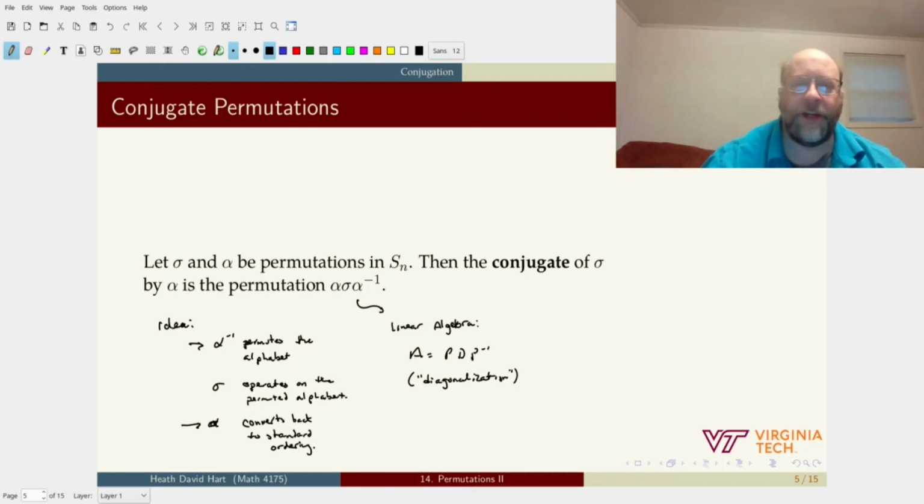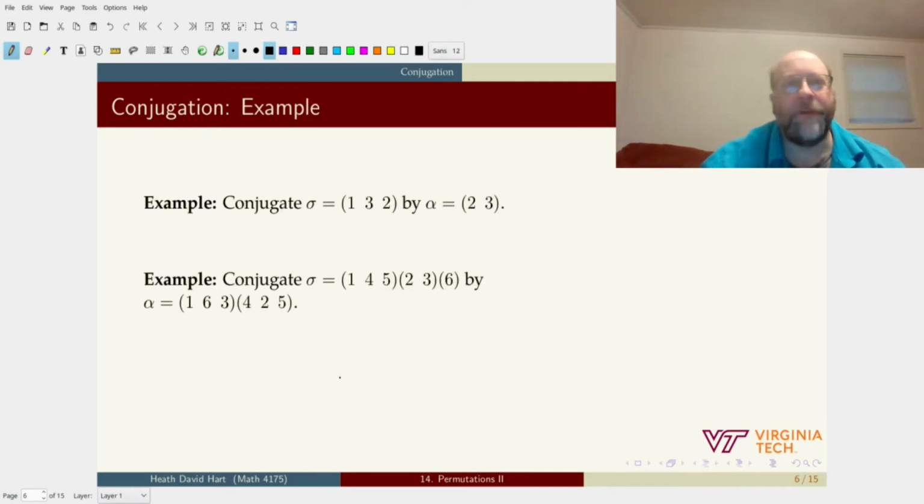And diagonalization gave us some information about the eigenvalues and the eigenvectors of A. So we have seen this process before. We're now seeing it in a new context. So let's do a couple of examples here. We want to conjugate sigma by alpha. So we will put an alpha in front and an alpha inverse on the back. So alpha is (2 3). Sigma is (1 3 2).